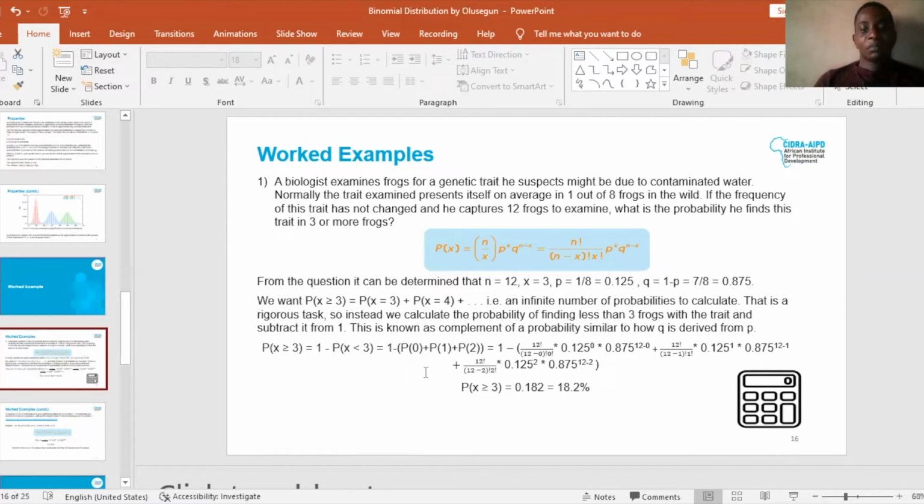So instead, we calculate the probability of finding fewer than 3 frogs with the trait, and then subtract it from 1. This is known as the complement of our probability, similar to how q is derived from p. So rather than doing P for x equals 3, P for x equals 4, up to infinity, we can just find P for x equals 2, 1, and 0, and subtract it from 1. That will give us the probability of x being 3 or greater. Hope that's understood.